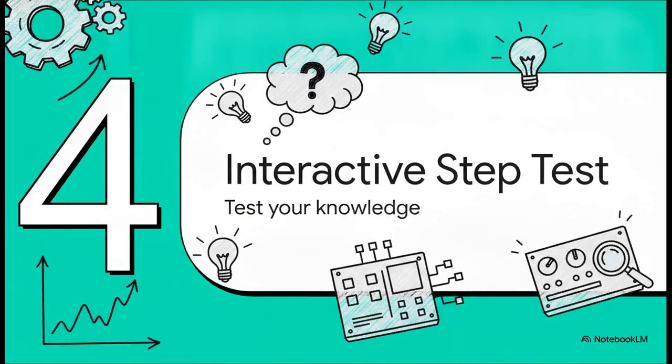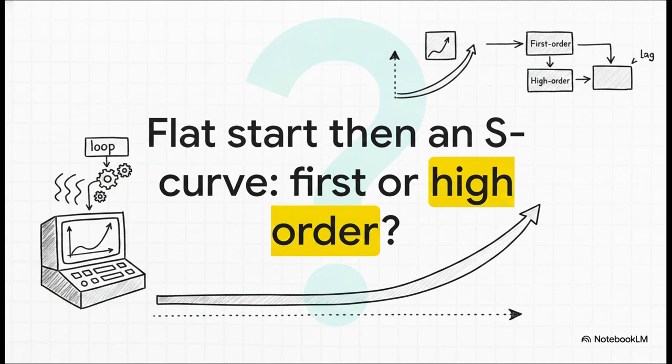Section 4. Interactive Step Test. Let's move to a practical application and see how this builds into your daily troubleshooting. I want to try a quick interactive moment based on a real control room scenario, just to test your active understanding. Imagine you're sitting at the console. You initiate a step test on a loop. You look at the trend and you see absolutely no movement for a full 40 seconds, just a flat line. Then finally, it begins to rise in a very slow, lazy S-curve. Based on that shape alone, think about this. Is this a first order or a high order process? I'll give you a second to think about what that signature actually means.